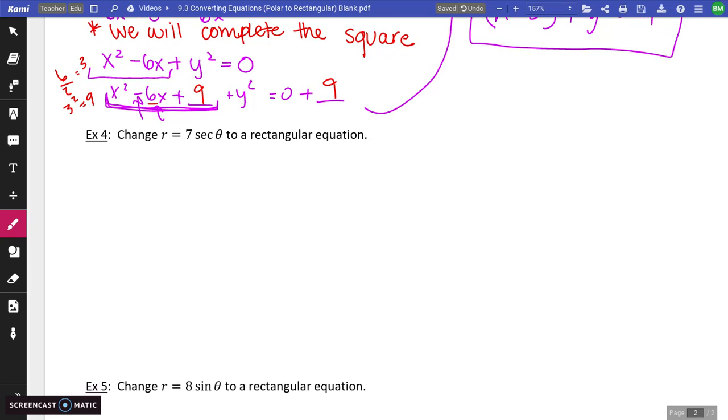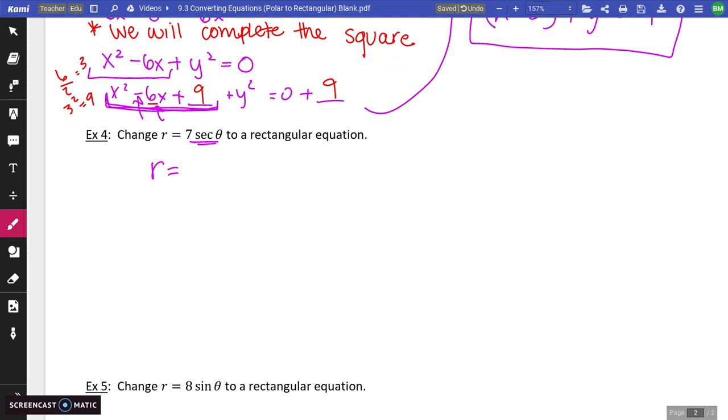A couple more examples here. Okay, so this time I have a different trig function. I have a secant, and we know none of those equations from the beginning have secant at all. So I'm going to use one of the identities from the last unit to change that.